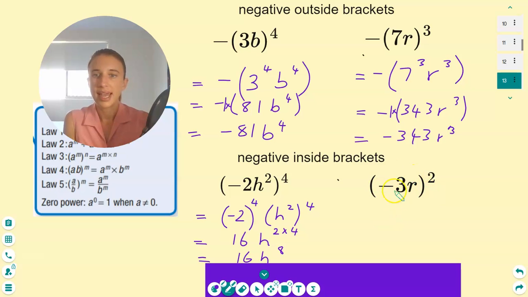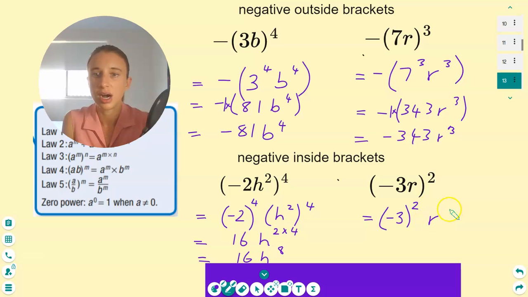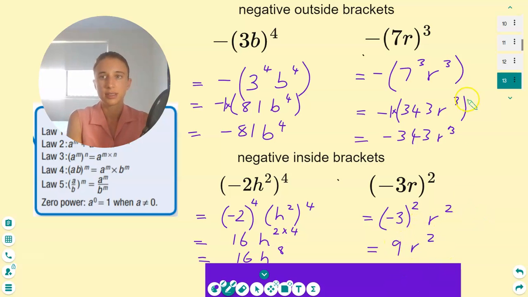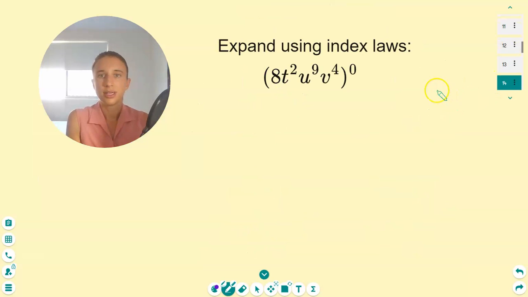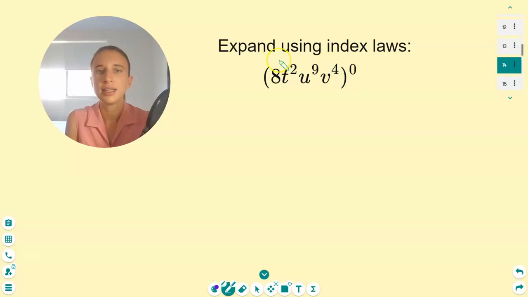This one, every number in the brackets raised to the power. Be careful with negatives and put some brackets down. So -3 is raised to the 2, r is raised to the 2. -3 squared, -3 times -3 is +9 r squared. All right, I believe this is the last question on this page, so hang in there.